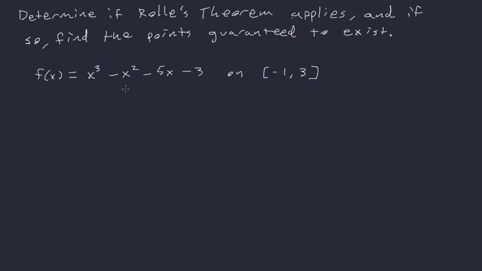So it's a polynomial. So polynomial gets the continuity and the differentiability without really having to think much about it. Okay, there's nothing that's going to cause it to blow up or mess up, and it's differentiable everywhere.